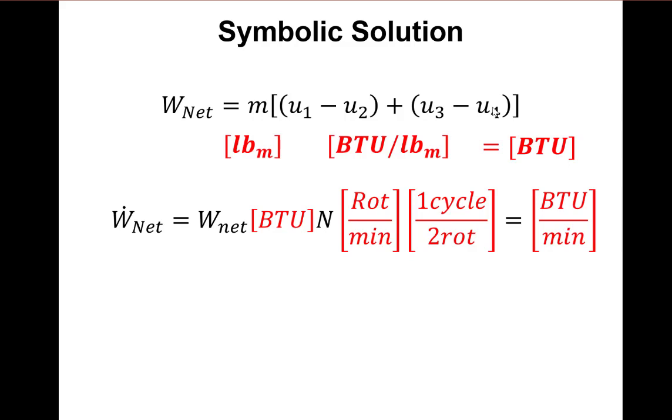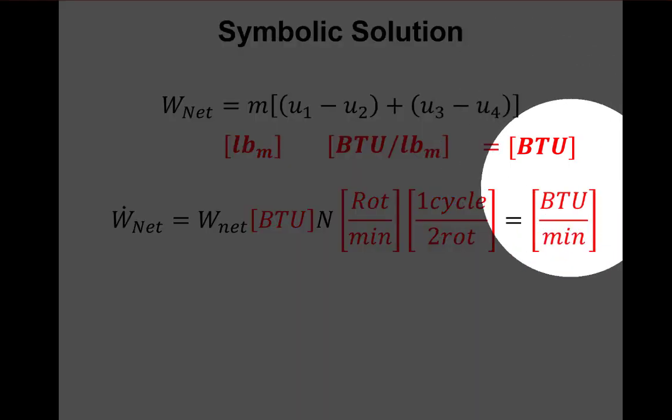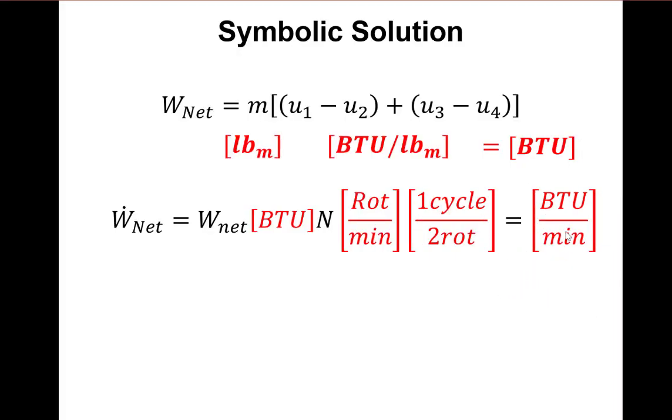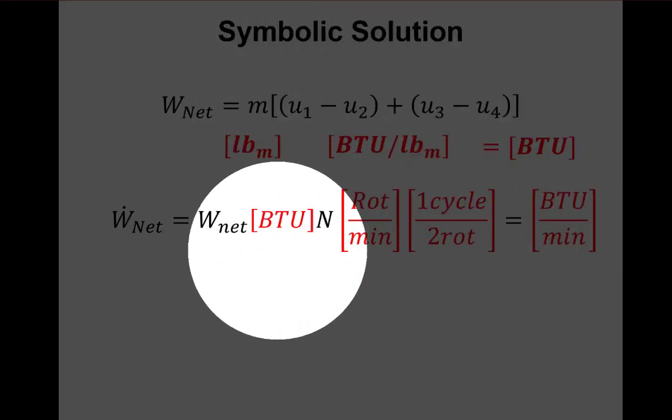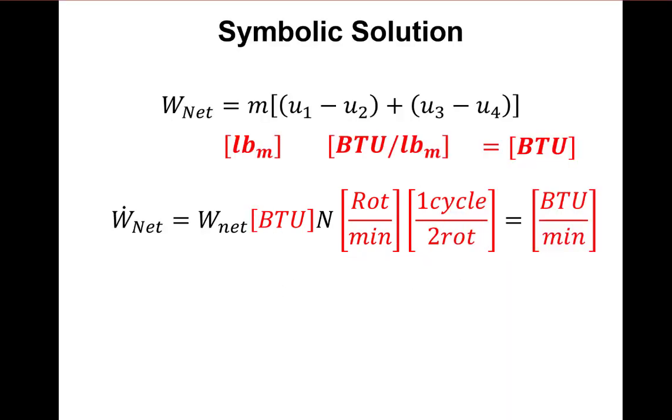So first, I'm going to just get to net power. So I want an expression that will give me power as energy per unit time. So now I take the net work that I would calculate up here, and then I've got to multiply it by the rotational speed of the engine.